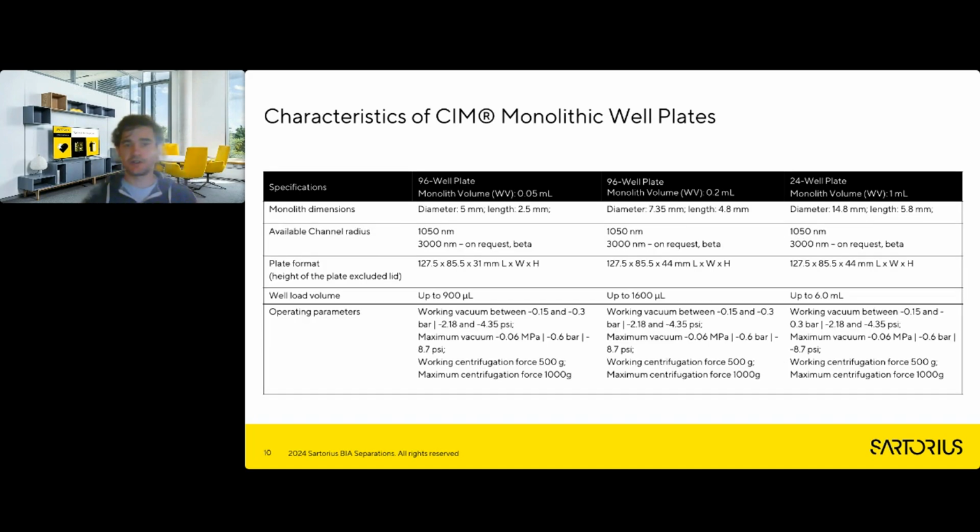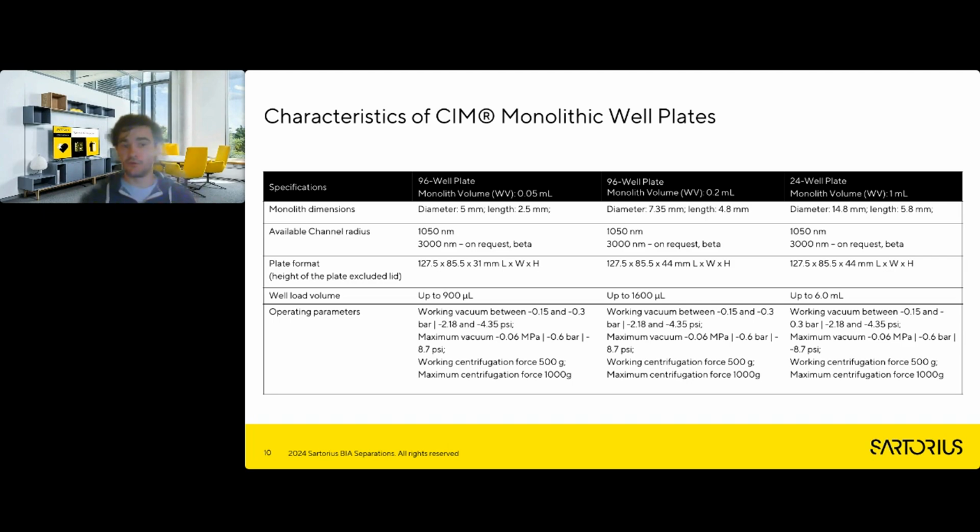So, characteristics of our well plates. We offer 96 well plates in 2 different formats, in 2 different volumes: 50 microliter monolith inside each well, or 200 microliter monolith inside each well. The 24 well plate has 1 milliliter monolith inside each well.